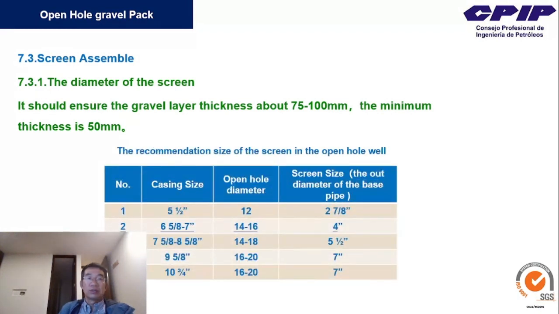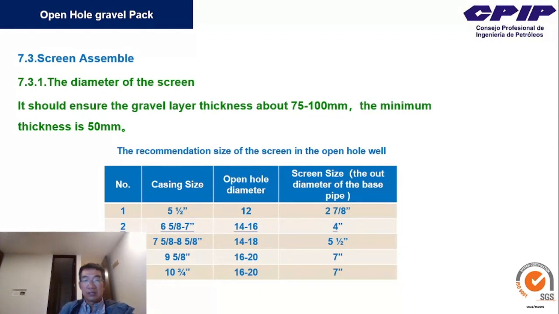Screen assembly. The diameter of the screen should ensure the gravel layer thickness is about 75 to 100. The minimum thickness is 50. This table shows us the recommended size of the screen in the open hole well.